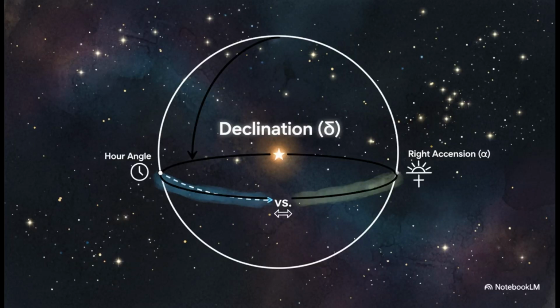This diagram really boils it down to the core concept. Notice both systems share the same vertical axis, declination. The entire innovation is on the horizontal axis. We swap the observer's moving hour angle on the left for the fixed, universal right ascension on the right. That single change is what makes a permanent star map possible.